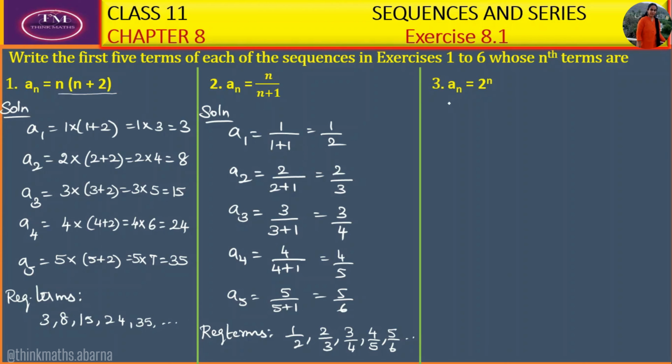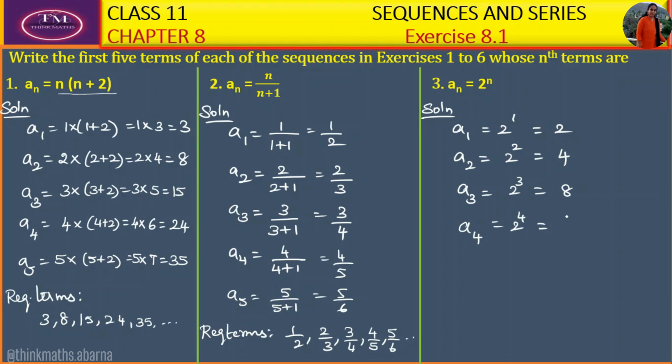Here the general term an is equal to 2 power n. If we put n is equal to 1, a1 will be 2 power 1, which is 2. N is equal to 2, a2 is equal to 2 power 2, which is 4. N is equal to 3, 2 power 3, which is 8. N is equal to 4, 2 power 4, so 2 power 4 is 16. N is equal to 5, 2 power 5 is 32.